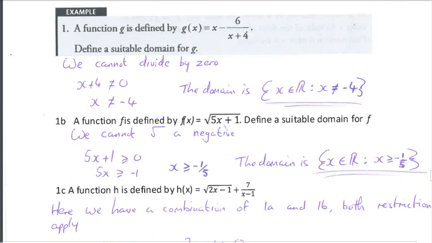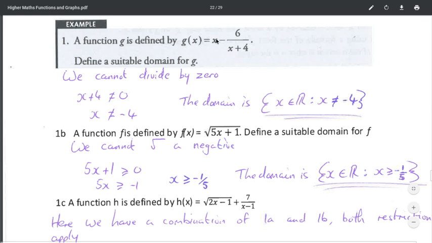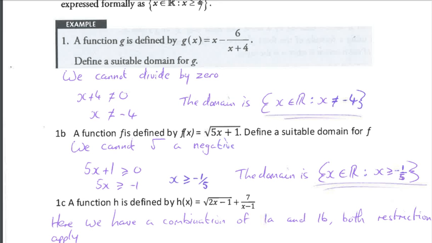So let's have a look at a few more examples here. A function g is defined by g of x. Define a suitable domain for g. So what possible issues are there here? Well, we cannot divide by 0. So x plus 4 cannot be equal to 0. Subtract 4 from both sides. So x is not equal to negative 4. Therefore the domain is x is an element of the real numbers, so any number except that x cannot be equal to negative 4.